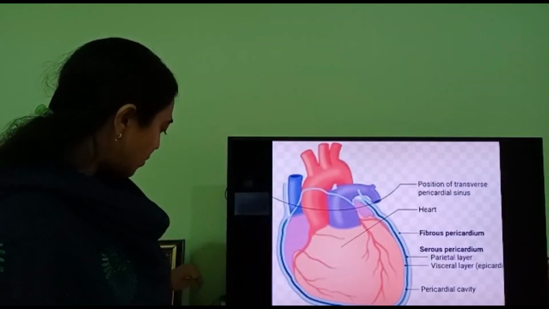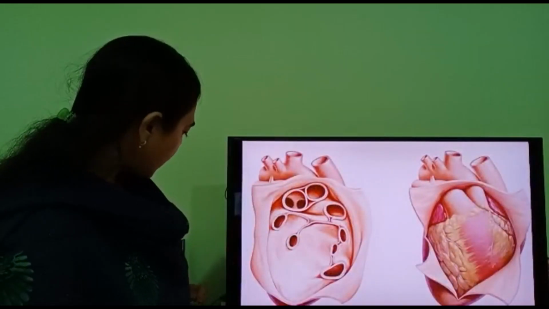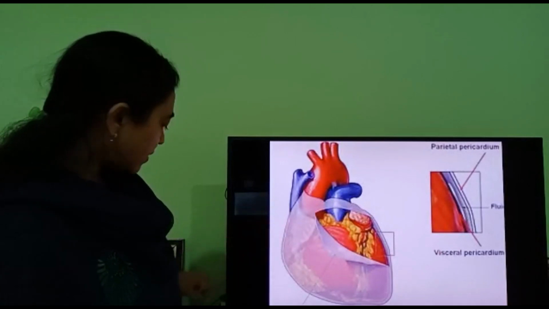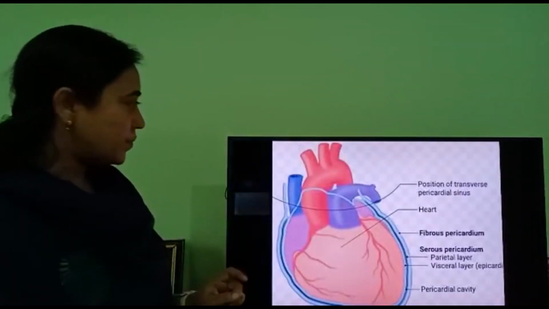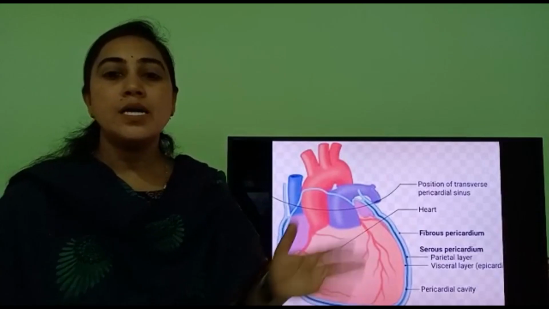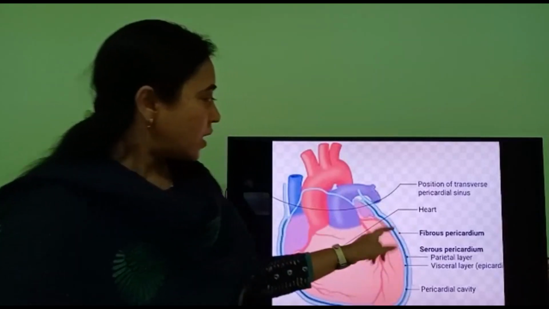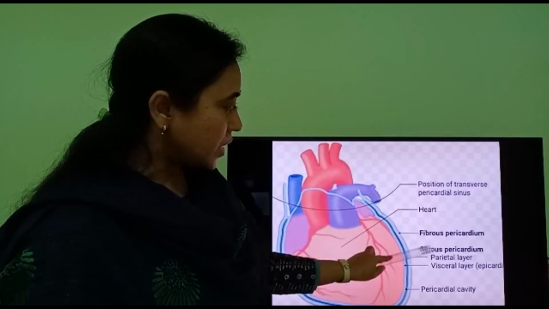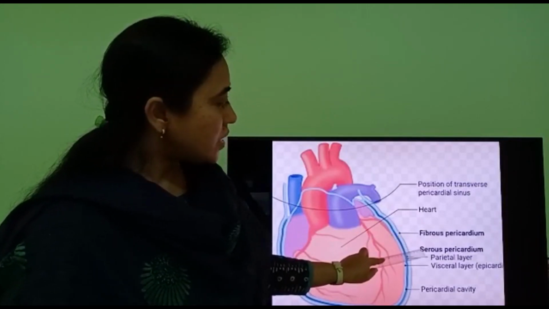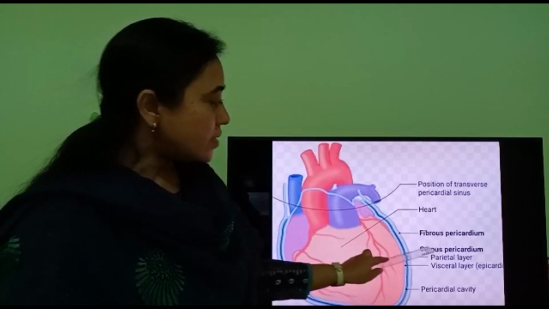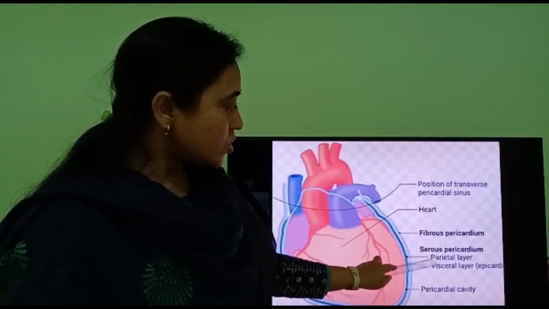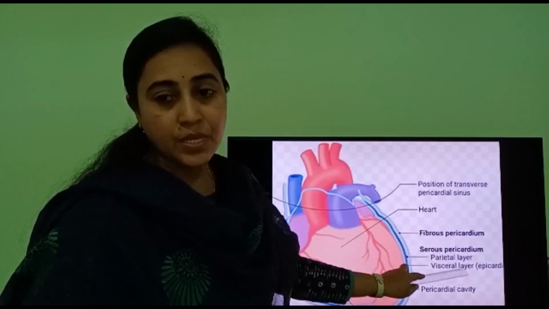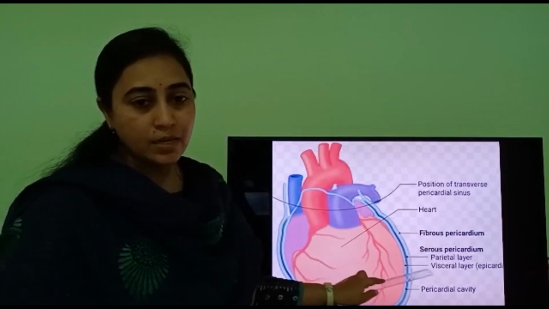If you see here also, the entire heart is covered by a double-walled pericardium. If you see the structure of the pericardium, it is double layered: outer fibrous pericardium and inner serous pericardium. The serous pericardium again consists of two layers: outer parietal layer and inner visceral layer.